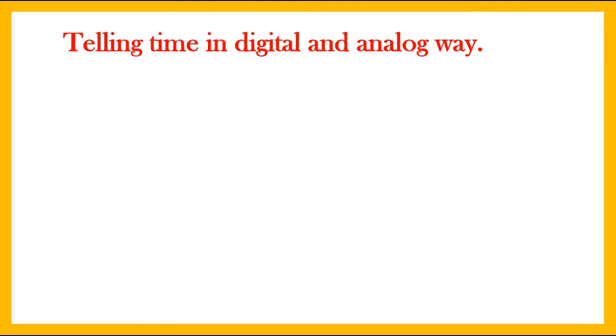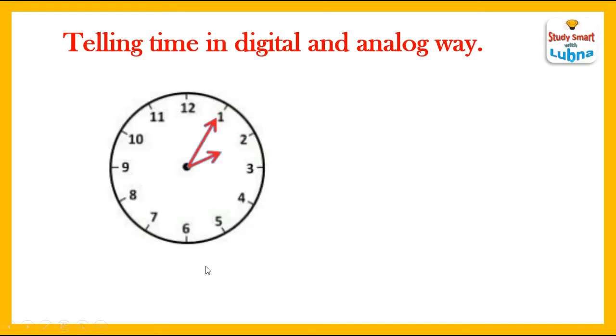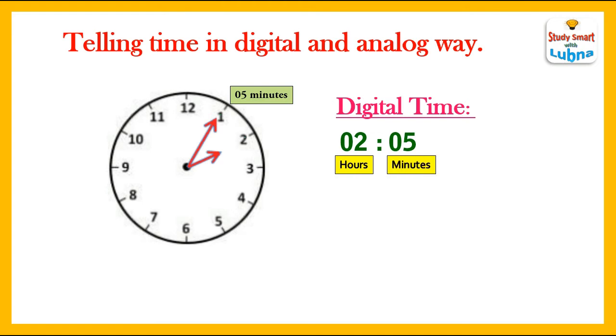Now let's discuss the time in digital and analog way. Here you can see in this analog clock we have two hands, the small hand and the big hand. The small hand is the hour hand and the big hand is the minutes hand. The hour hand is pointing towards 2, means the time right now is 2 hours, and the minute hand is at 1, that means 5 minutes. So the digital time is 2 hours and 5 minutes.